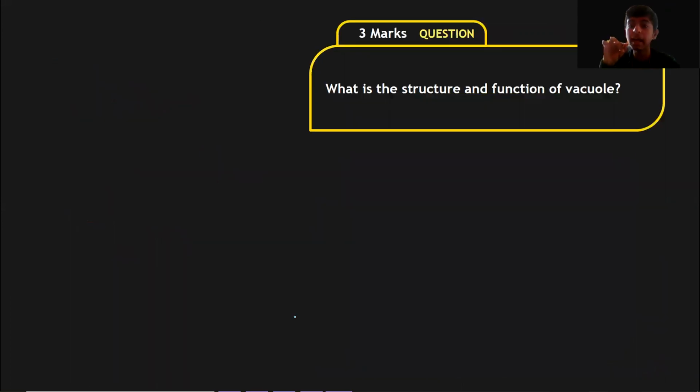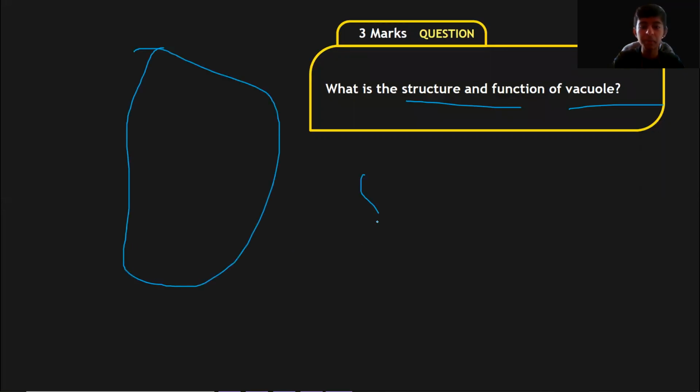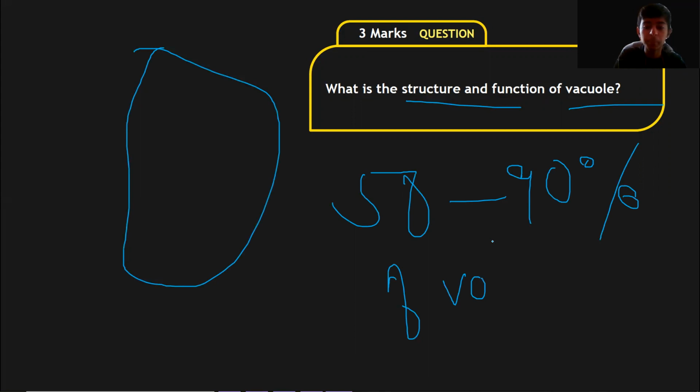You can easily mark. Last question of the day: what is the structure and function of vacuole? Just now I told you. Structure and function. Vacuoles are like this, and they occupy 50 to 90% of the volume in a plant cell. They occupy that, and there is a specific reason as well.